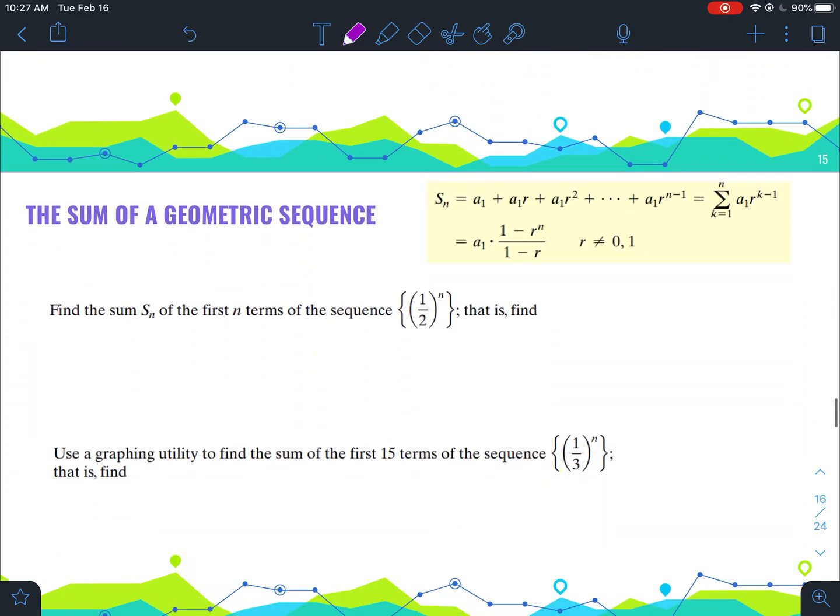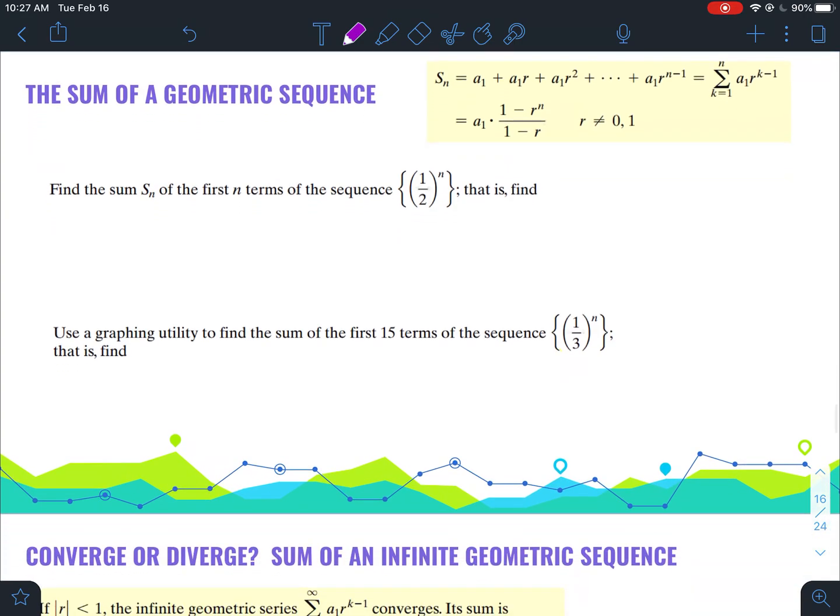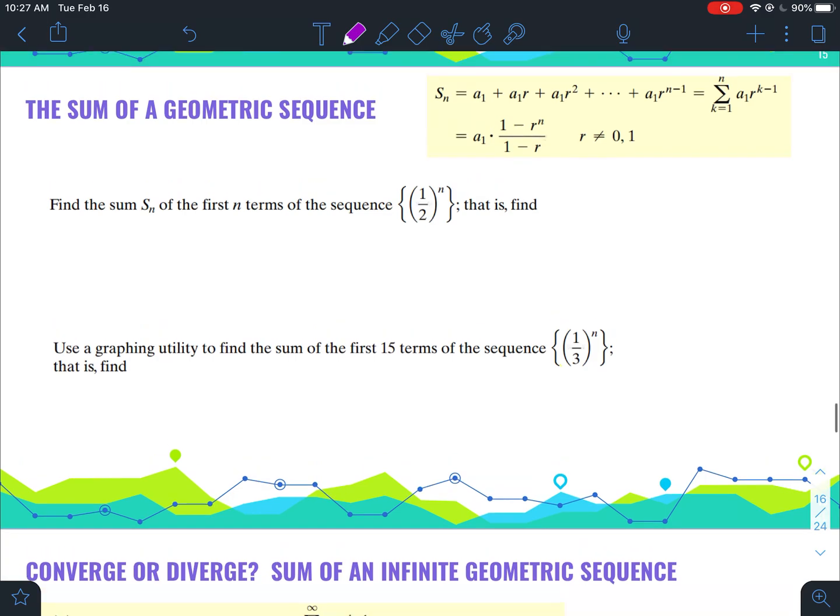All right. To find the sum of a geometric sequence, just like we wanted to find the sum of an arithmetic sequence, we have our own formula. So the sum is you take the first term times 1 minus the common ratio raised to the nth power divided by 1 minus the common ratio. So that's your formula for the sum of the first n terms of a geometric sequence.